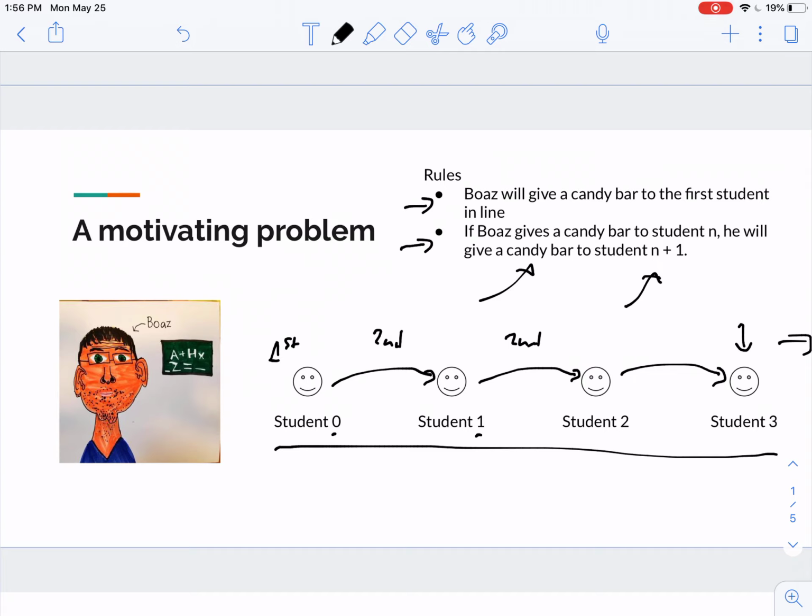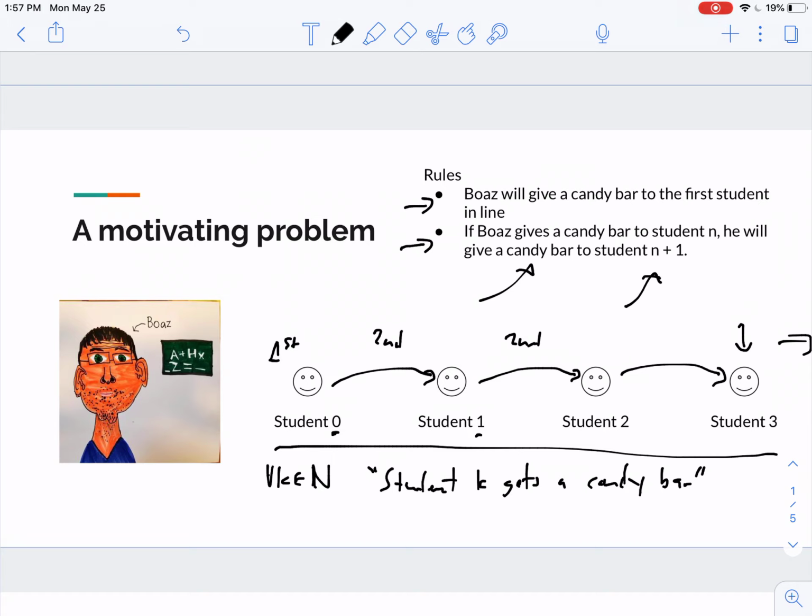So formally what we want to prove is that for any k in the natural numbers, right, because the students are indexed from 0 up to infinity or however many there are, the following predicate is true. And a predicate is just a proposition that depends on a variable. So it's basically like a proposition, but its truth value can depend on the variable. In this case, the truth value may depend on the variable k. So we want to check if the statement "student k gets a candy bar" is true for every single student, right? Because Boaz wants to make sure he gives all the students candy bars.